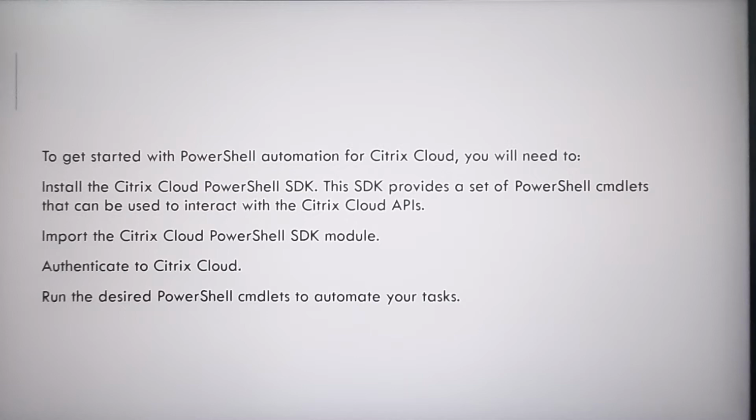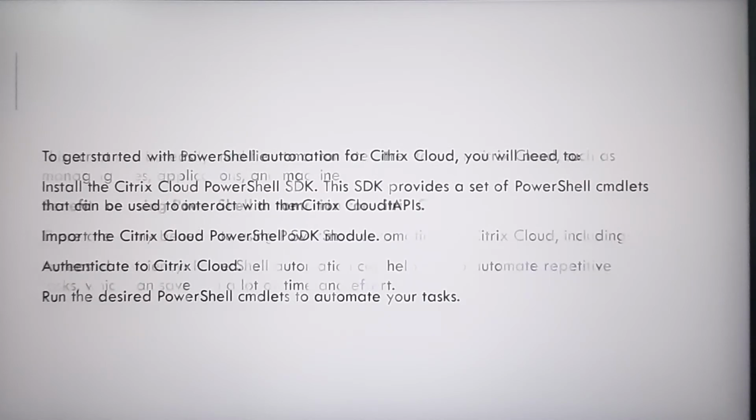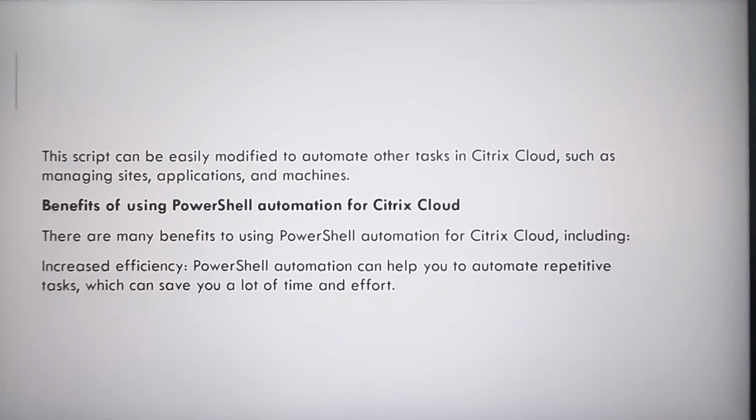Import the Citrix Cloud PowerShell SDK module and authenticate to Citrix Cloud. Run the desired PowerShell cmdlets to automate your tasks. This script can be easily modified to automate other tasks in the Citrix Cloud, such as managing sites, applications, and machines. Benefits of using PowerShell automation for Citrix Cloud.